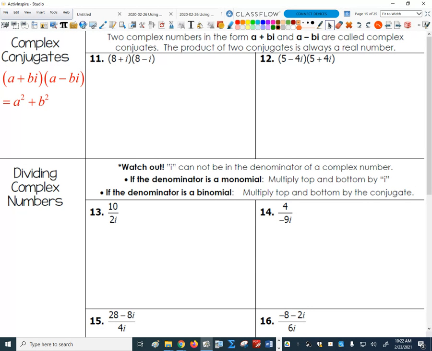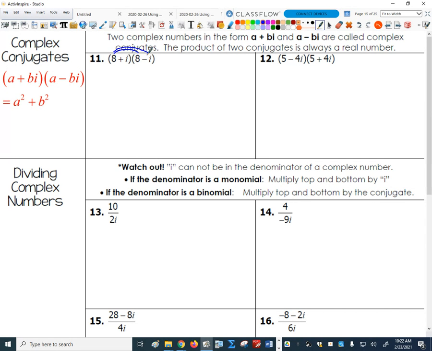Well, instead of getting a squared minus b squared times i squared, which is -1, the result is always a squared plus b squared. If I multiply out complex conjugates, I get a squared plus b squared. Now we can show that once. Let's go ahead and FOIL this out one time just to see it in action.